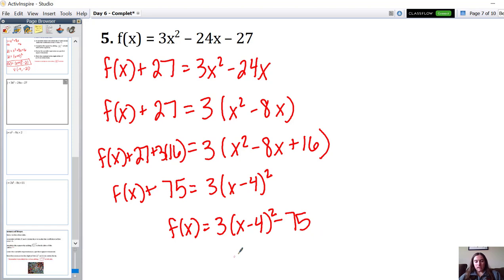So we know our vertex by switching our h sign and keeping the sign that goes with k. And that is the vertex of this quadratic.